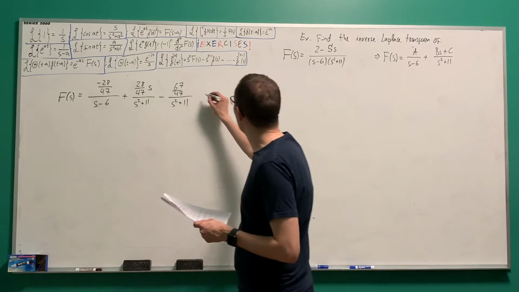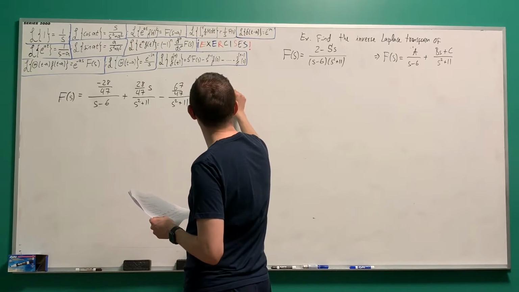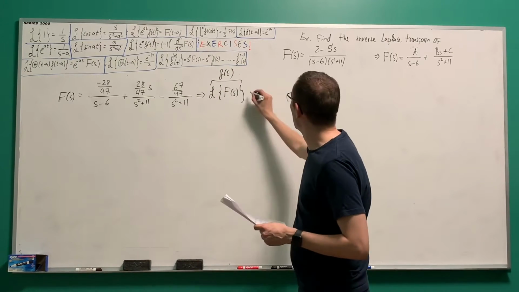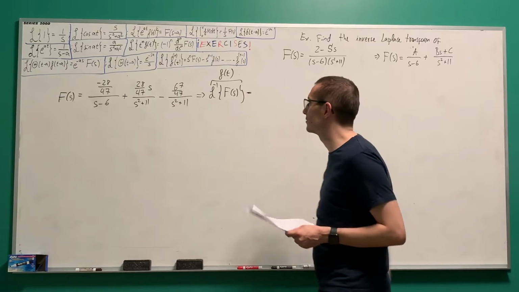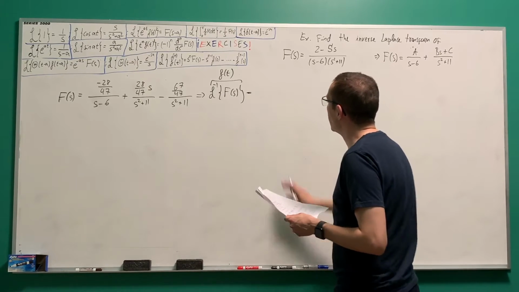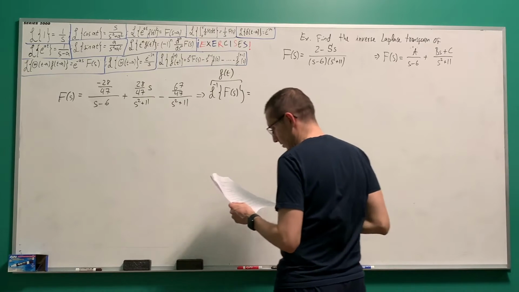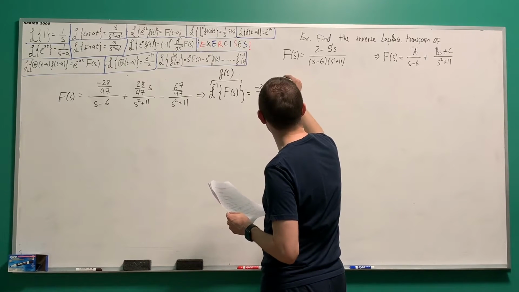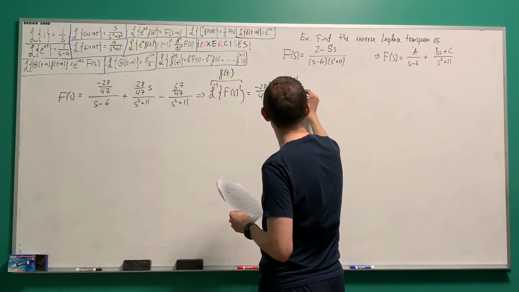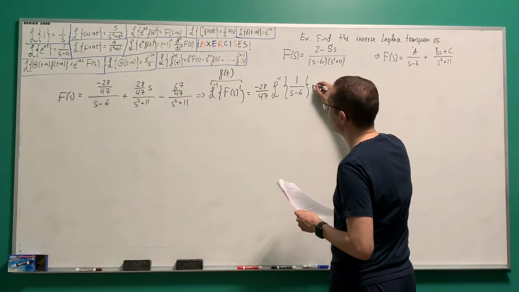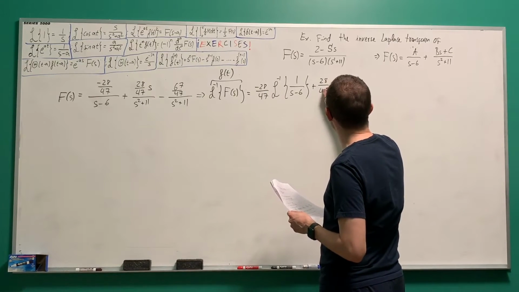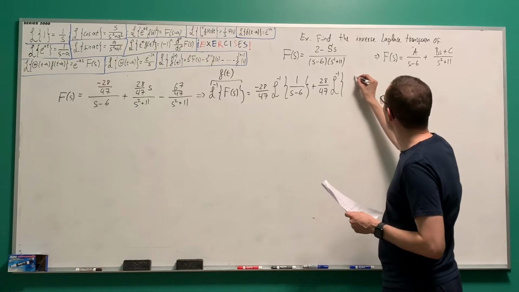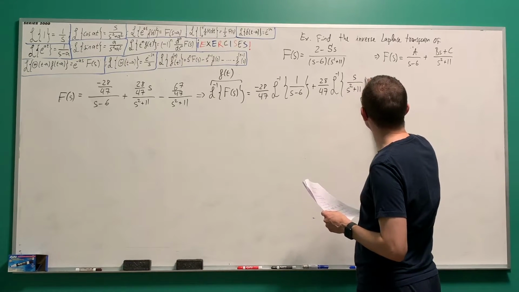Now, of course, if we want the inverse Laplace transform of f of s, which is what we want, f of t, f in the time domain, then we use the inverse one. Don't forget the minus 1 on the transform. Then we take the inverse Laplace transform of the right hand side. So this is going to be minus 28 divided by 47 inverse Laplace of 1 over s minus 6. That's easy. Next, plus 28 divided by 47 inverse Laplace of s divided by s squared plus 11.